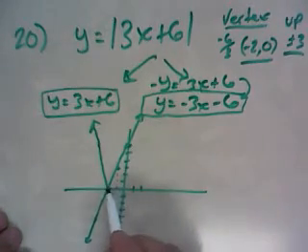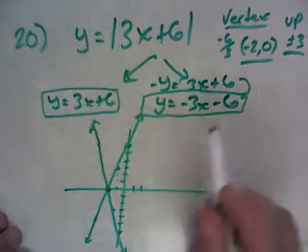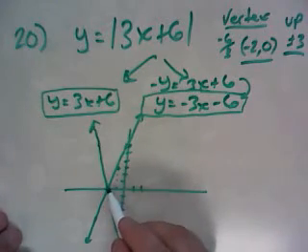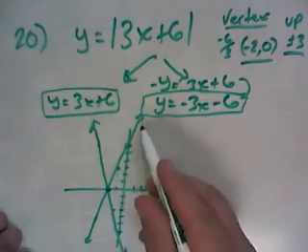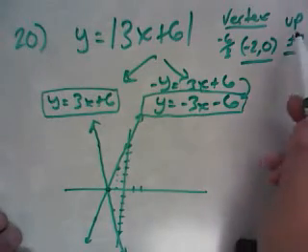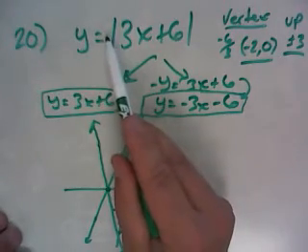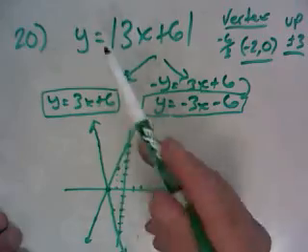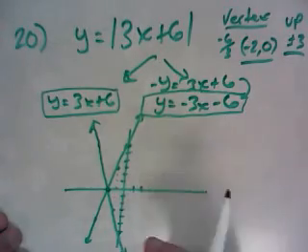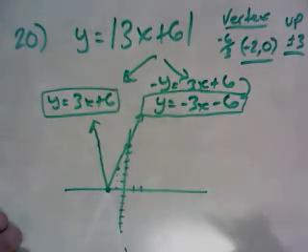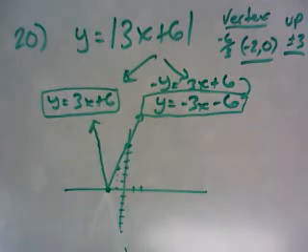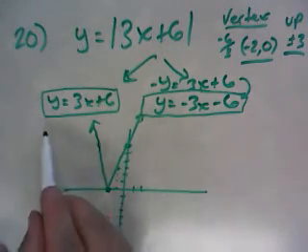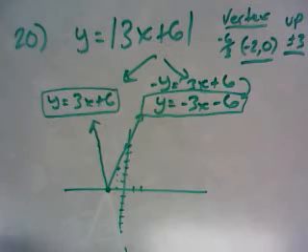And you can see our vertex is where we thought it would be, at the point negative 2, 0. And the slopes are positive 3 and negative 3. And this particular graph, because the absolute value is positive, opens in the positive direction, which means my graph would end up looking like that. And my two equations would be these two equations here.